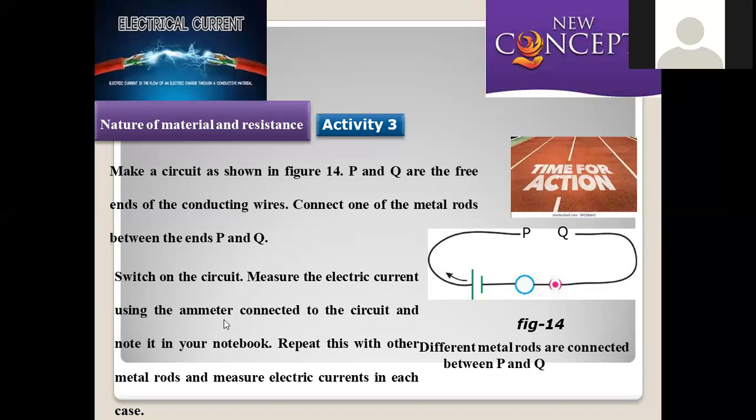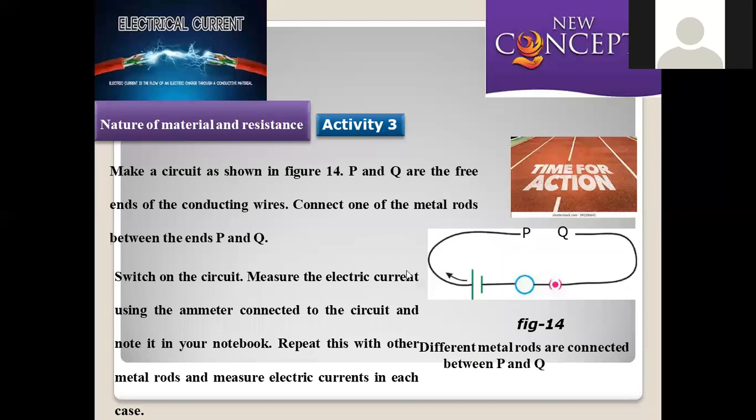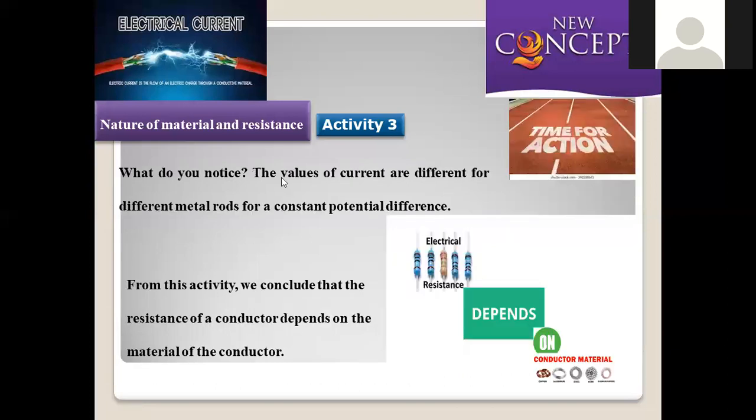The electrical current is measured with the instrument called a meter. It is connected to the circuit, and the values of the strength of current I are taken and tabulated in the notebook. Repeat the same experiment by replacing the metal. If you started with copper, repeat the experiment using iron and also aluminum. In this manner, the strength of the current is monitored and tabulated in a notebook.